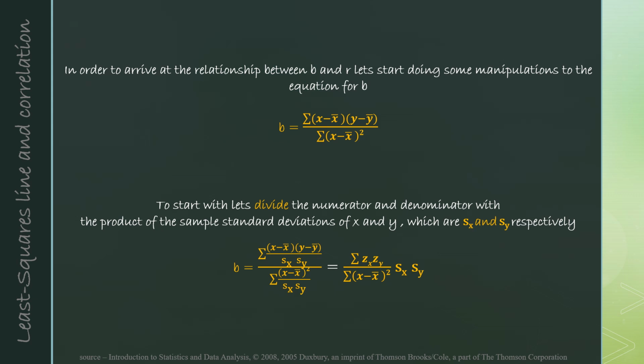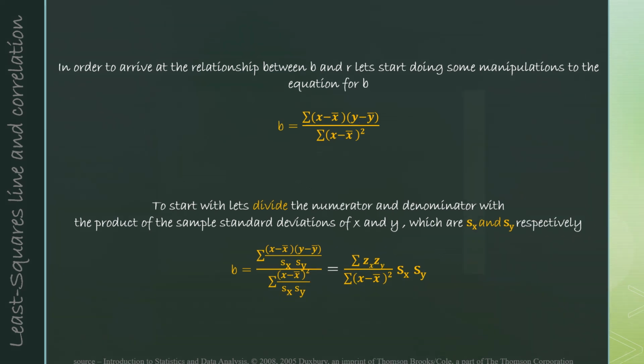Sx and Sy. Since (x minus x bar) divided by Sx equals Zx and (y minus y bar) divided by Sy equals Zy, the expression for b can be written as sigma Zx multiplied by Zy divided by sigma (x minus x bar) the whole square, multiplied by the product of Sx and Sy.